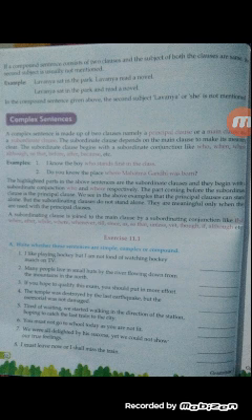If the dependent clause comes first, we put a comma after it and then we write the independent clause. In the second example, an independent clause comes first. If that is the case, we don't put a comma after it.